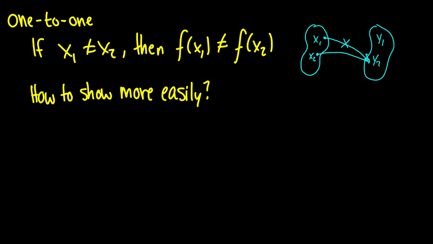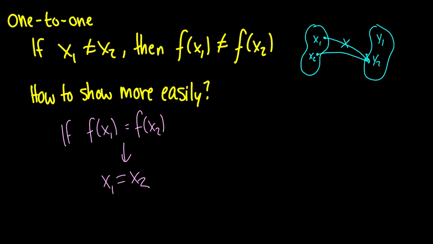And in proofs, instead of showing that if x1 is not equal to x2, then f of x1 is not equal to f of x2, we simply do the contrapositive. Suppose f of x1 is equal to f of x2, and then we prove that x1 is equal to x2.